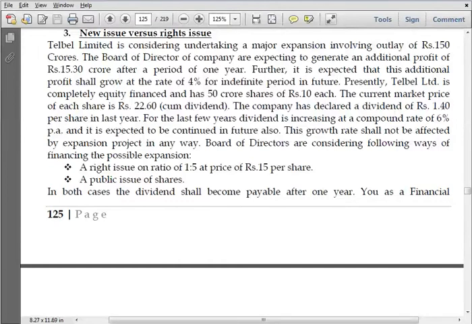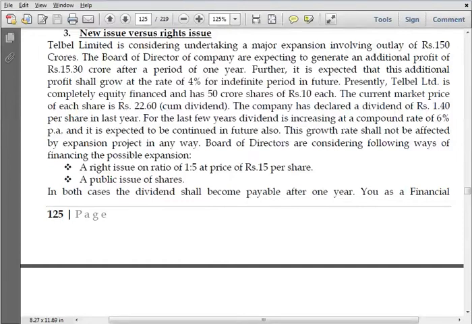Working note 1, calculation of NPV of the project. KE, cost of equity, equals D1 by P naught plus growth rate.